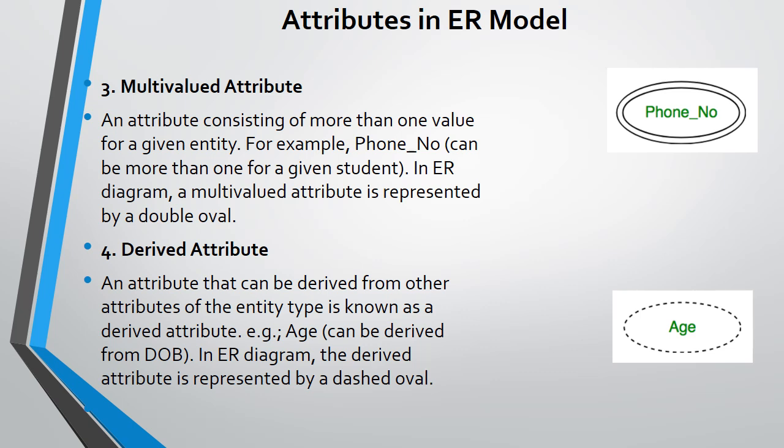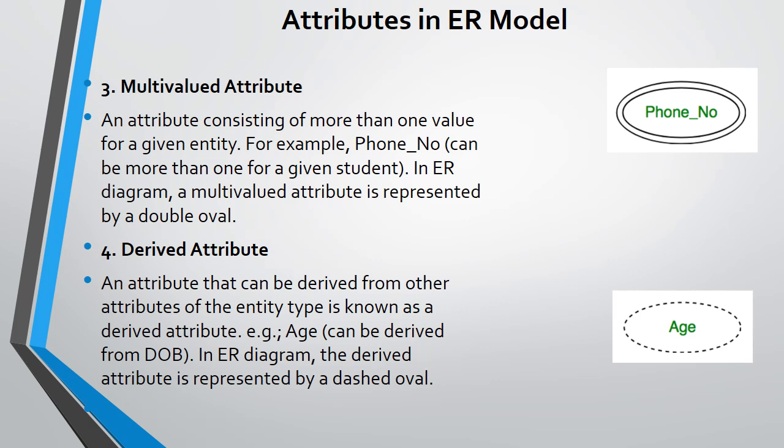Multi-valued attributes. An attribute that holds multiple values is known as a multi-valued attribute. It is represented with a double oval in the ER diagram. For example, a person can have more than one phone number, so the phone number attribute is a multi-valued attribute.